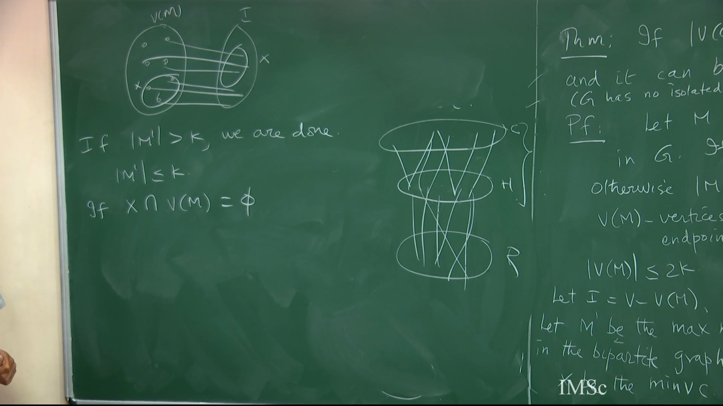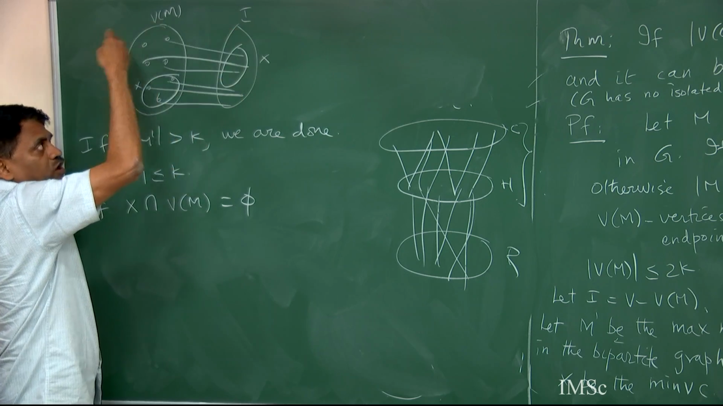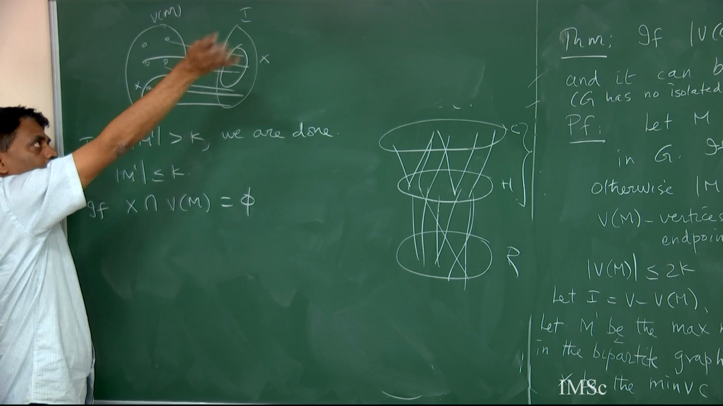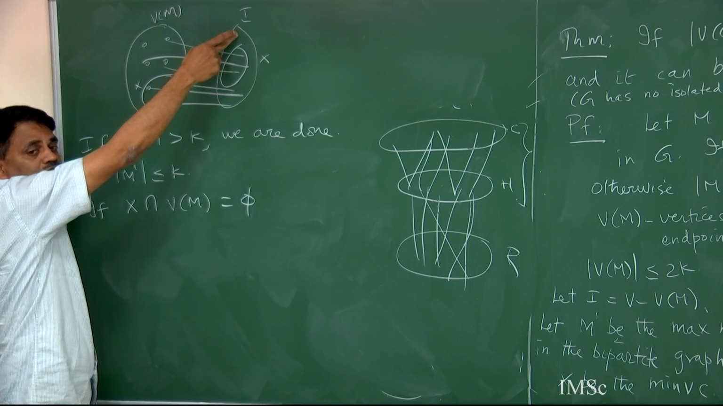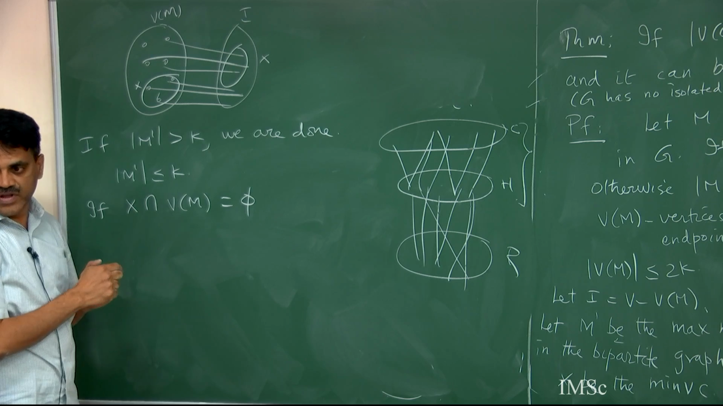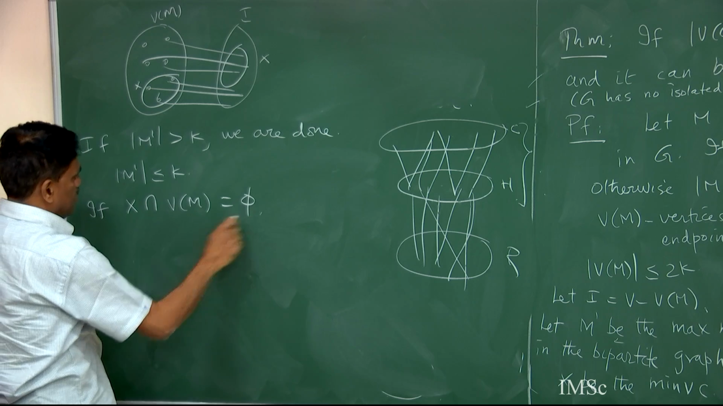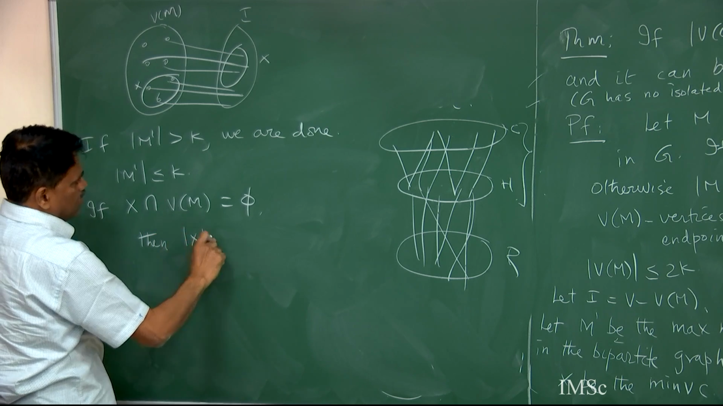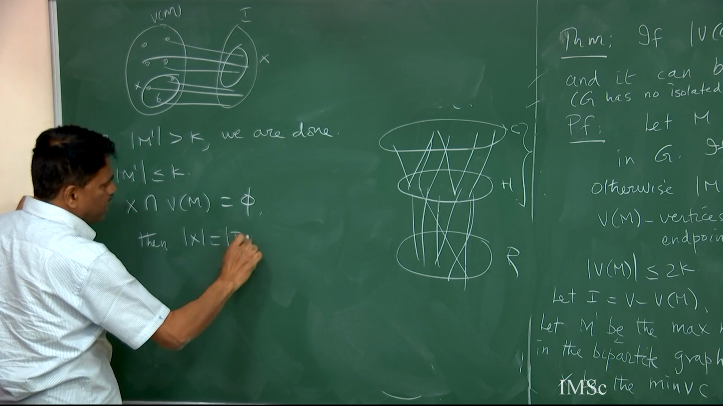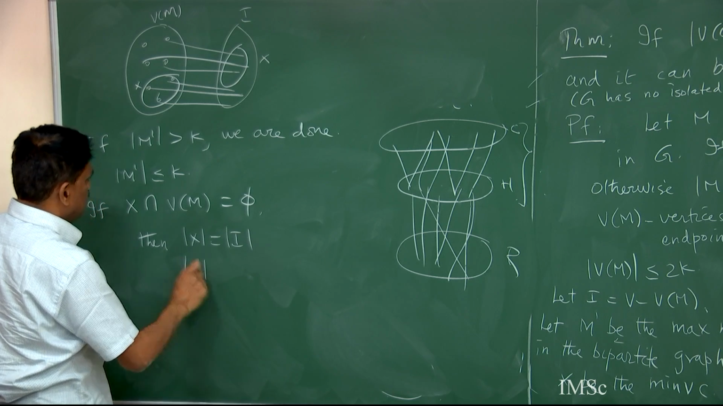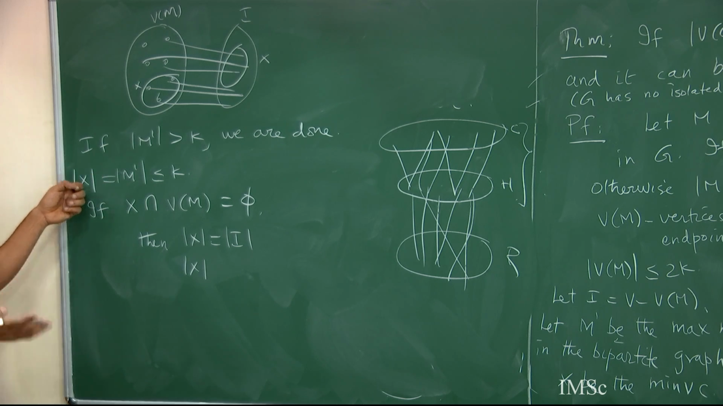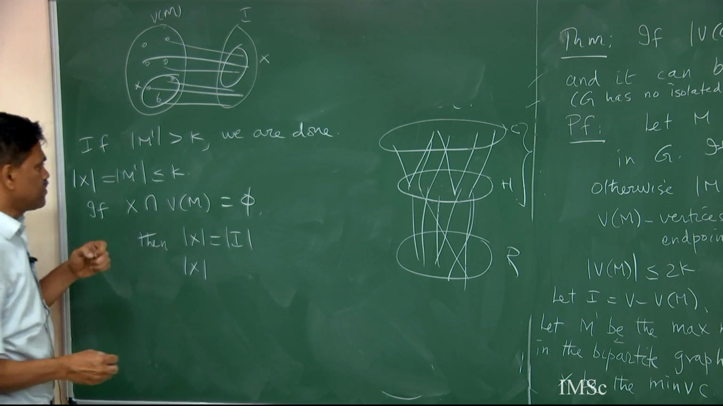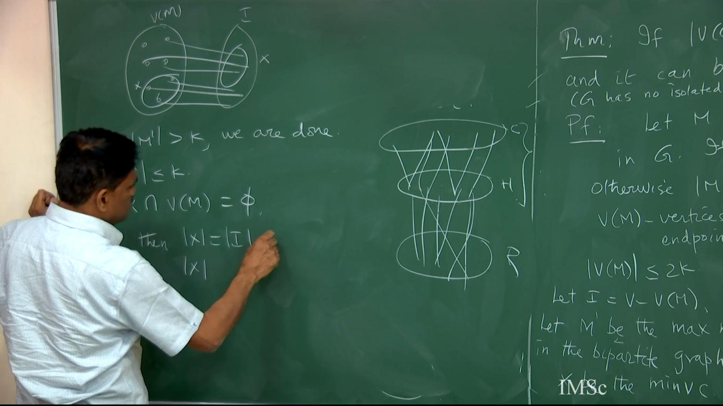Very good. Because there are no isolated vertices. So every vertex in I has some edge going across, because this is independent. There are no isolated vertices. Every vertex here has some edge going across like this. Who's going to cover that if you don't pick that vertex? Because you said X intersection Vm is empty. Therefore X is equal to I, but we also know that this is the same as the matching size, because in a bipartite graph, minimum vertex cover and maximum matching sizes are the same. So X is less than or equal to K, so this is less than or equal to K.